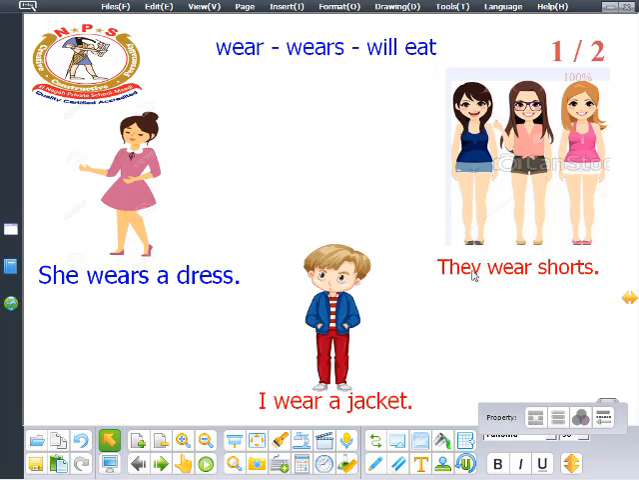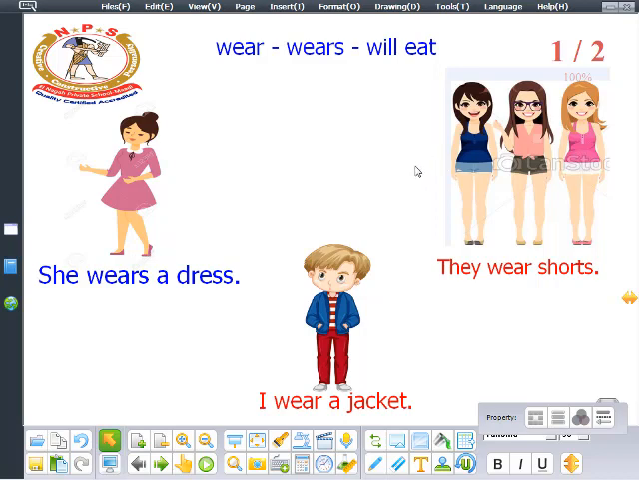So when I talk about more than one, plural, a boy and a girl, or two girls, or three girls, or so on, I say they wear. So I say wear instead of wears. Wears with he or she, when I talk about only one, but that one isn't me. But when I talk about more than one, I say they wear shorts.